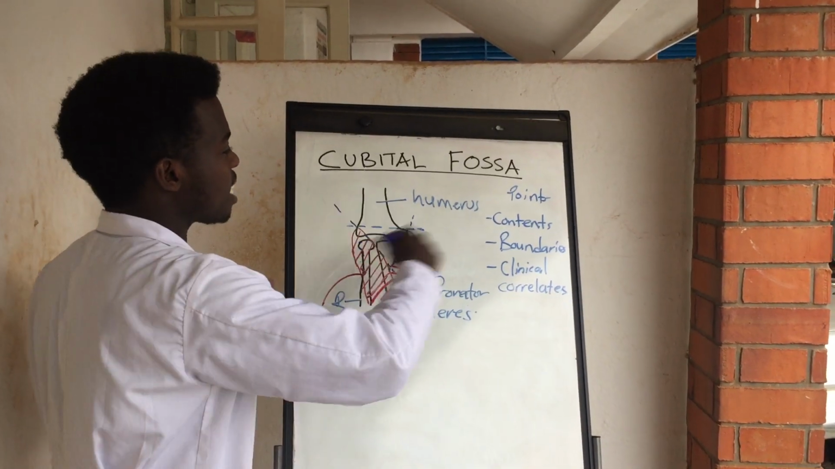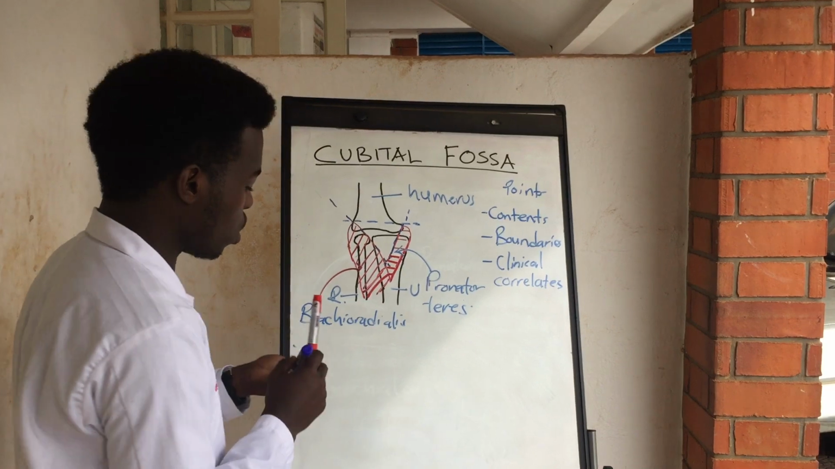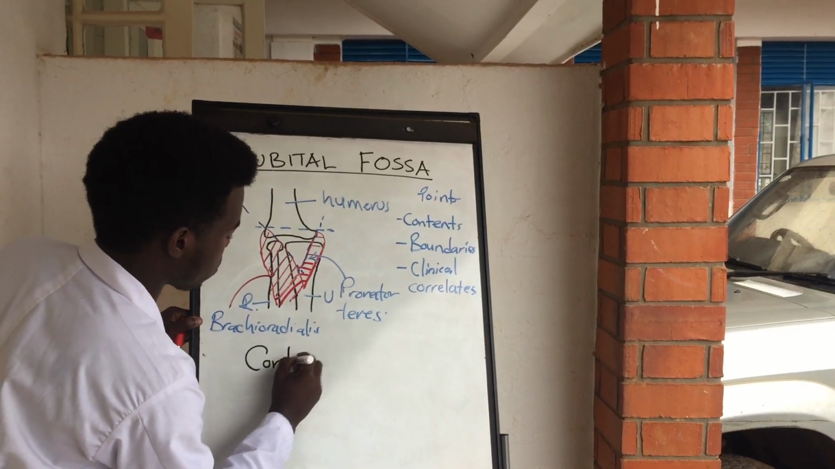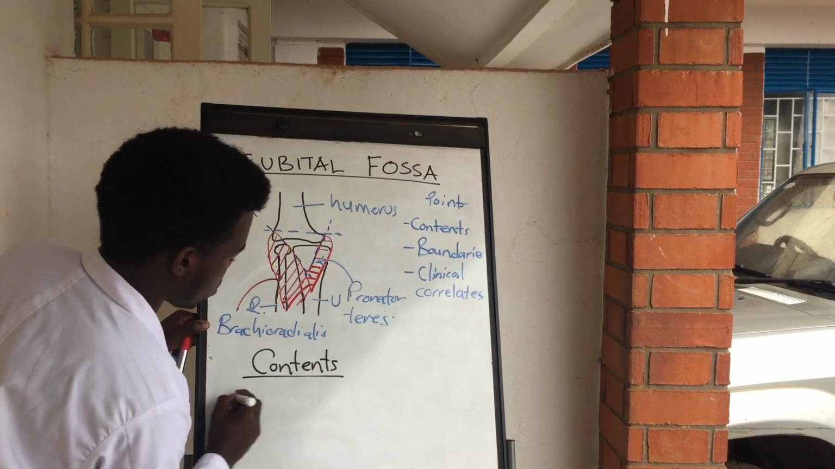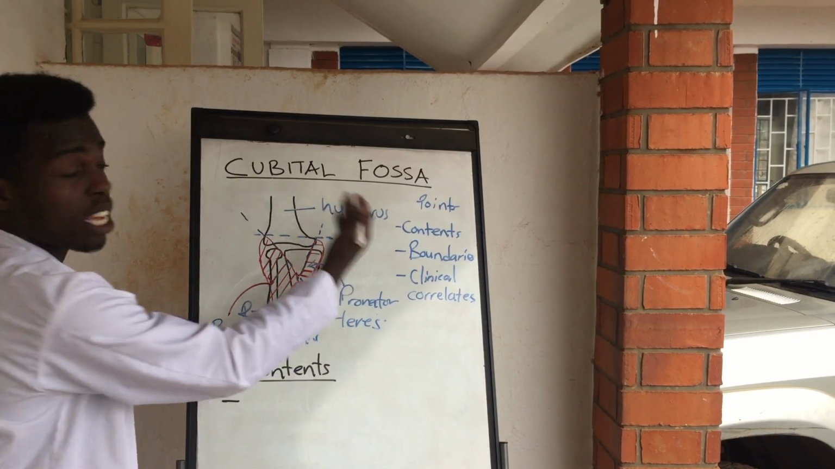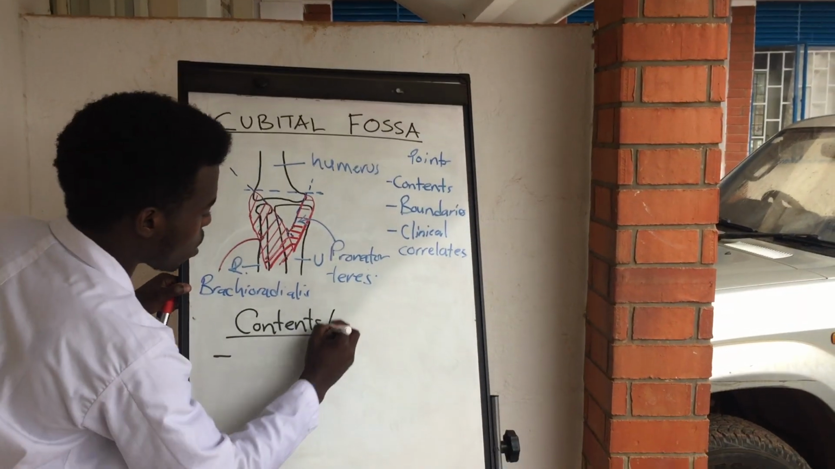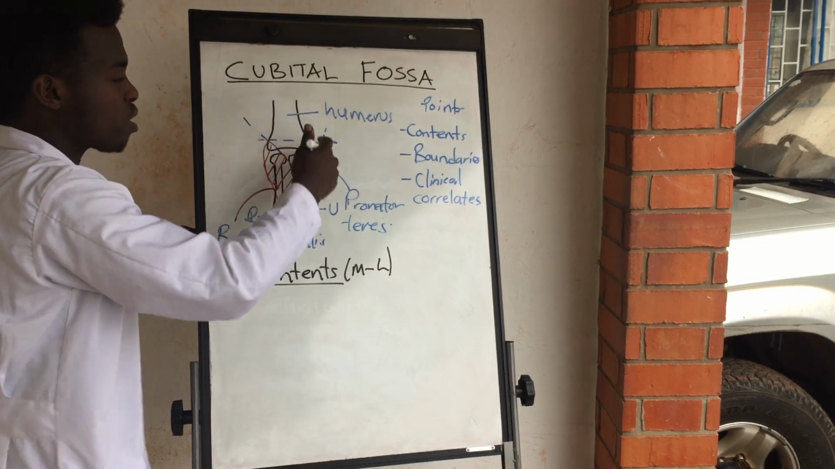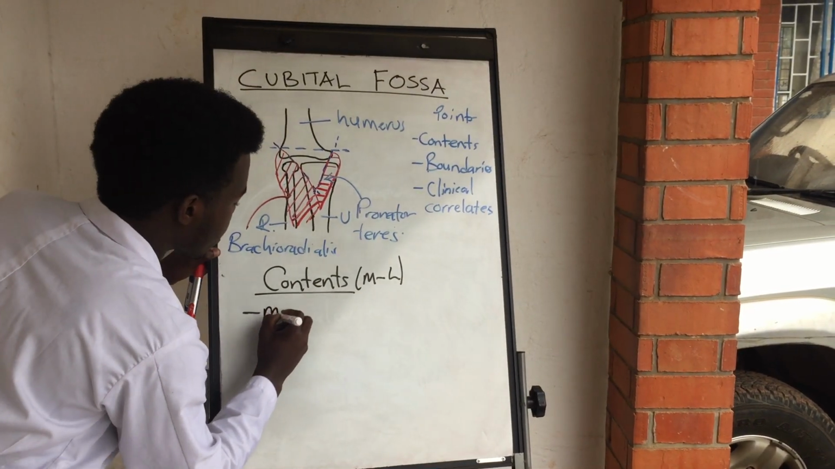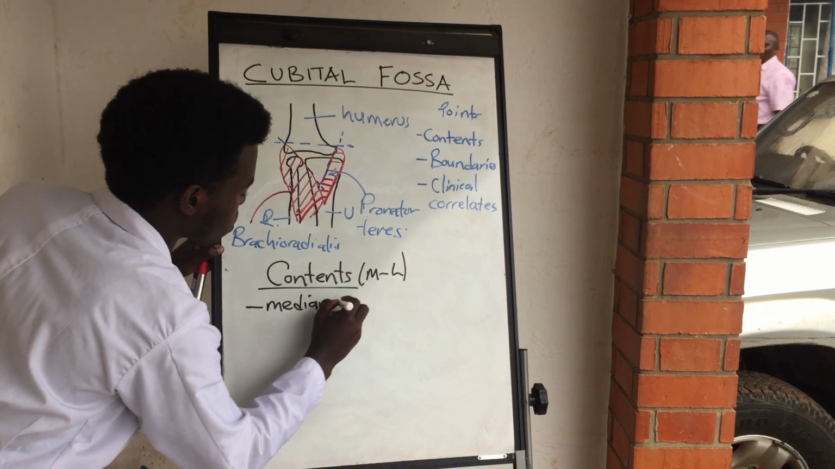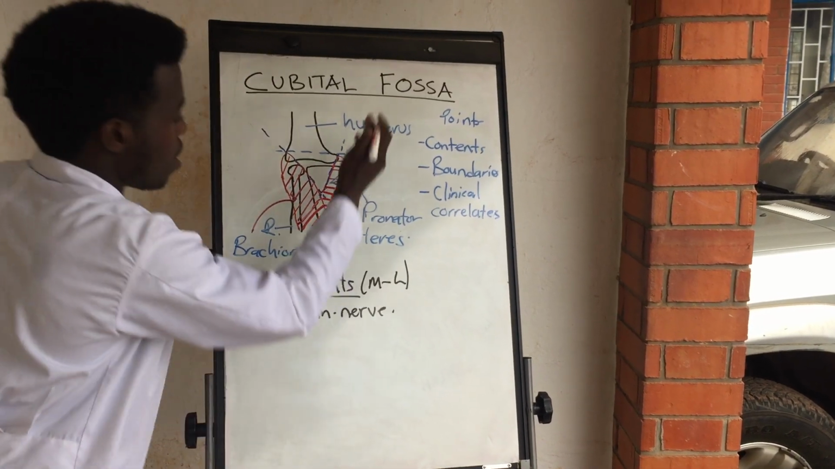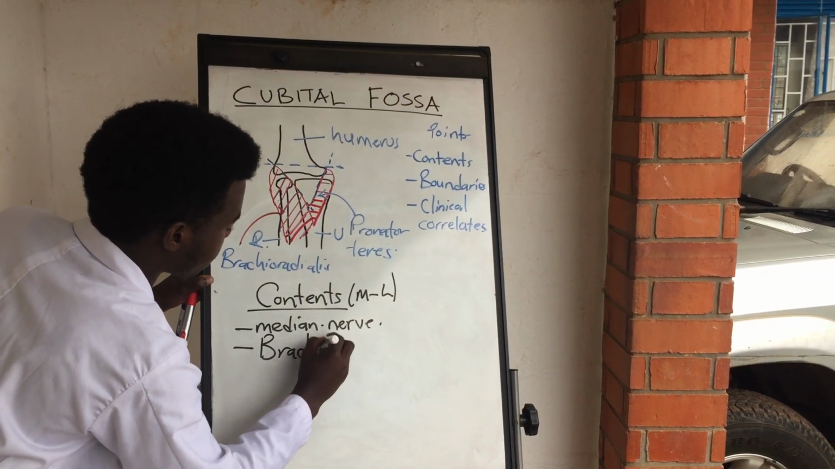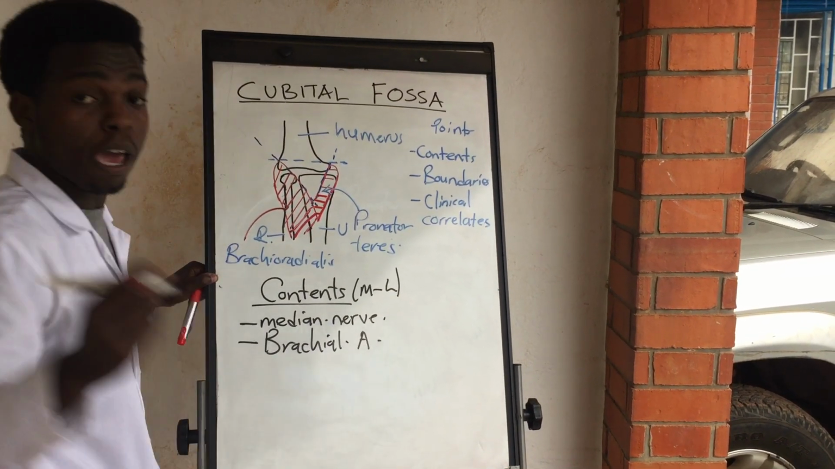So basically, starting with the contents of the Cubital fossa. First of all, we're going to look from medially towards laterally. So we're going to move from the medial aspect, then laterally. So medially in the Cubital fossa, we find the median nerve. After the median nerve, we have the brachial artery and its bifurcation.